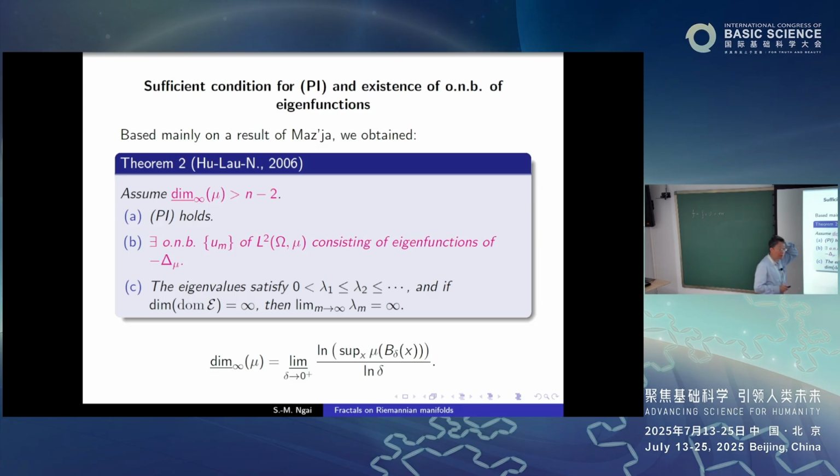This is for the Dirichlet problem, right? The eigenvalue problem for the Dirichlet Laplacian. But what about the Neumann problem? Do you expect something? For one dimension, it's almost similar, but in higher dimensions, there is some result.